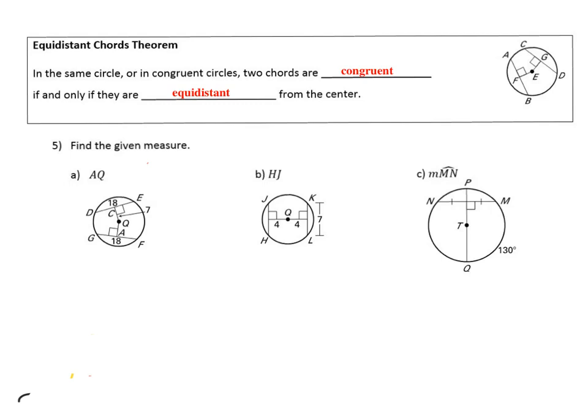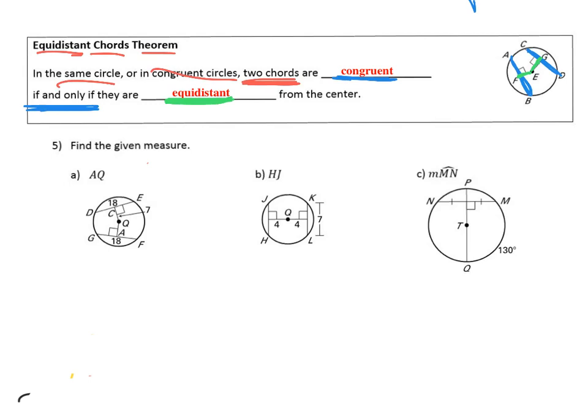Now for the last theorem in this section, the equidistant chords theorem, once again I notice that it has that statement if and only if in it, which means that it's going to work both ways. So what they're saying is that in the same circle, or congruent circles, two chords are congruent. So it looks like the two chords they're referring to in this picture would be AB and CD. So if those two chords are congruent, all right, then they must be equidistant from the center. Which means these little segments coming off my center, point E, are the same length.